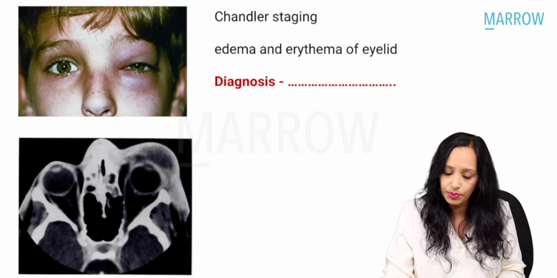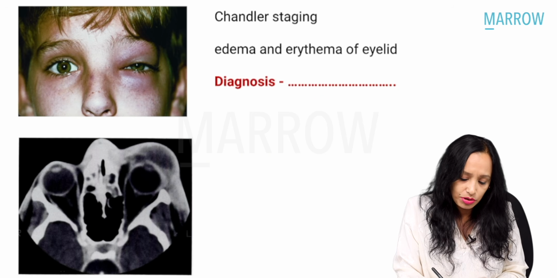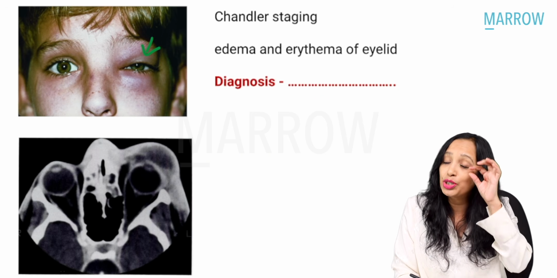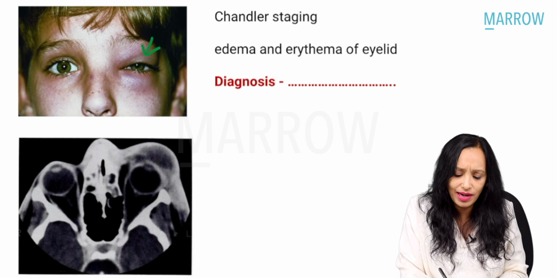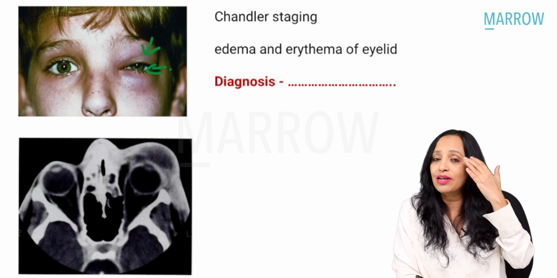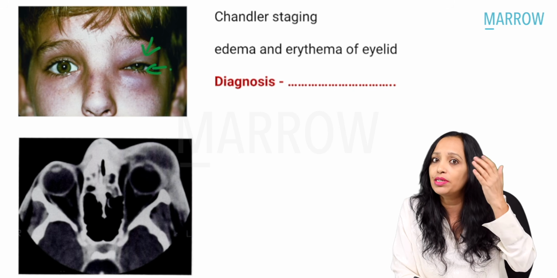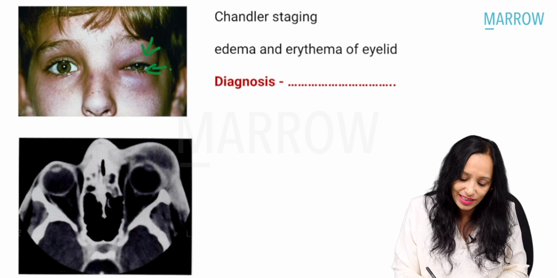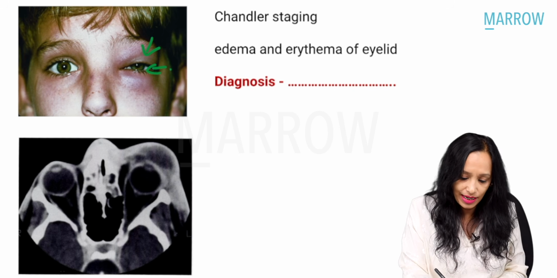Let us see how this appears on the CT scan. So here can you see that there is edema and erythema only of the eyelid. The moment you open the eye, everything inside is appearing good. So this is just inflammation anterior to the septum, preseptal cellulitis. How will this appear on the CT scan? Can you make out this CT scan? What are you seeing here?